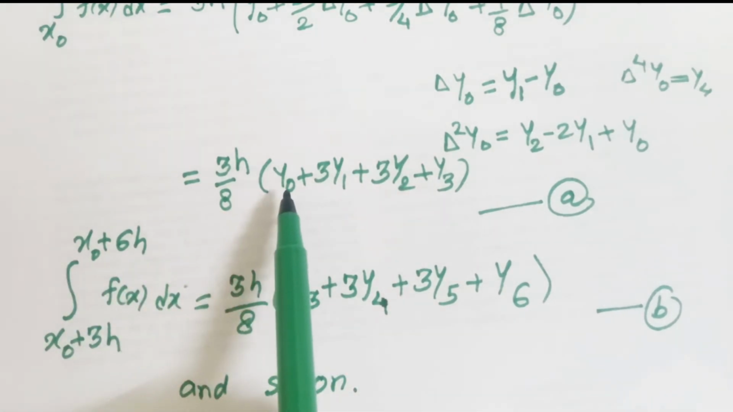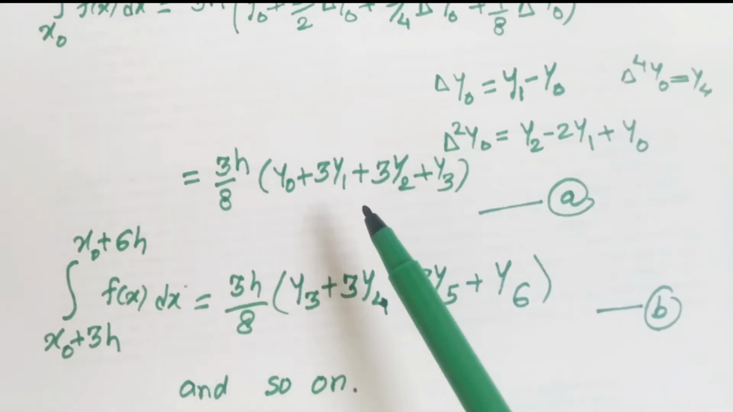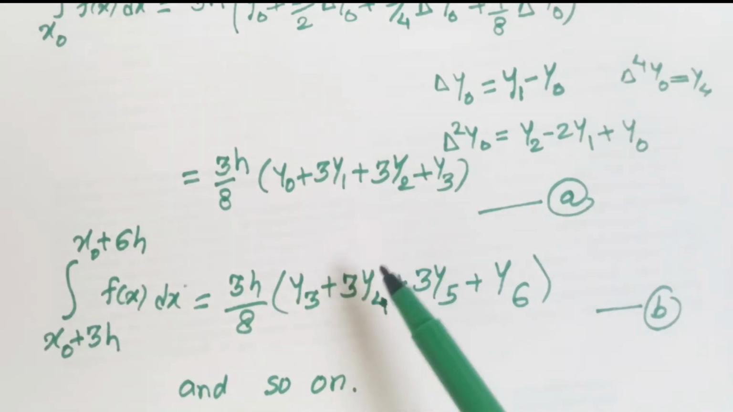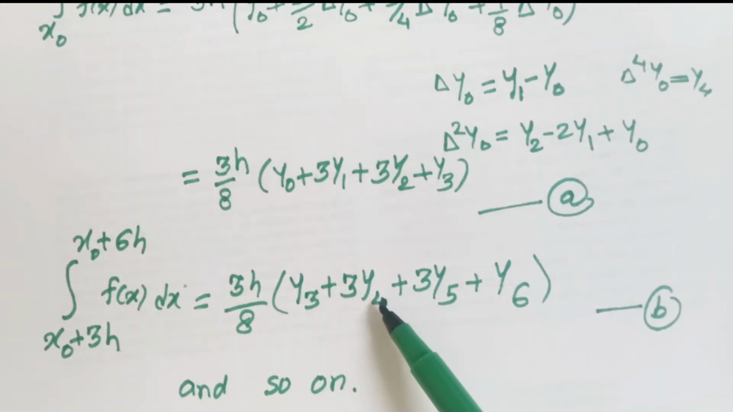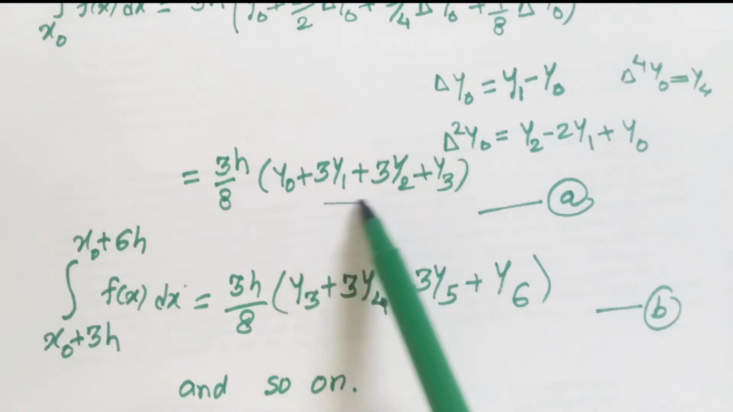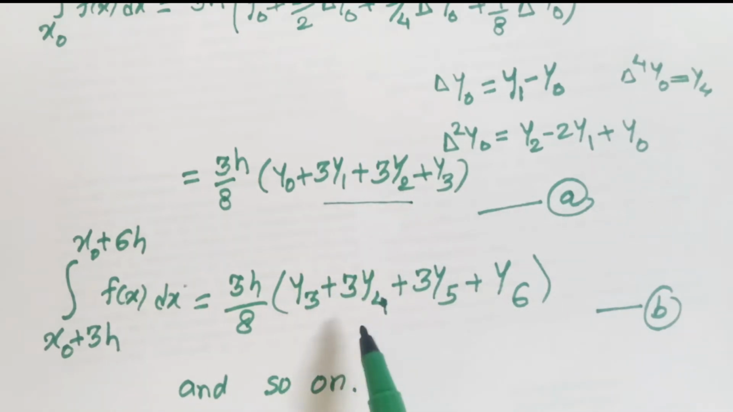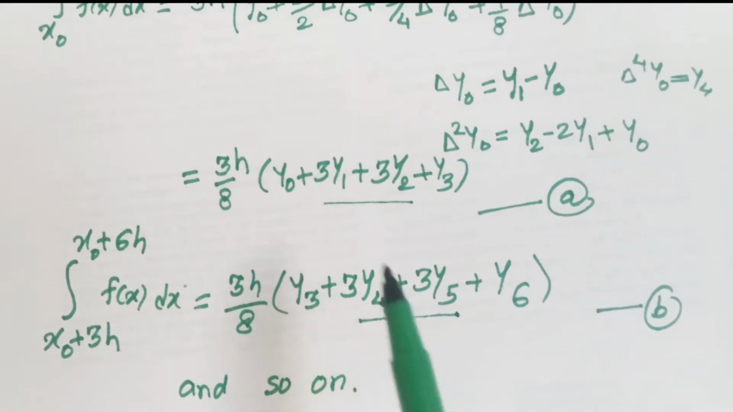Then we get y0, the first term, and the last term in one bracket, and here 3 times y1. The next terms are 3 times y2, 3 times y4, 3 times y5. Here y1, y2, then 3 times y4, y5. The next term will be 3 times y7 plus 3 times y8. In this way we get 3 times.